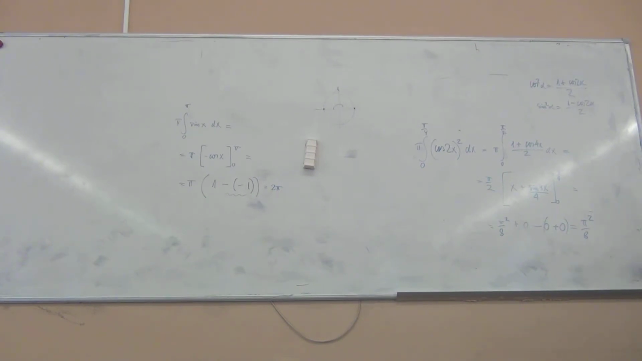So whenever you see cosine squared or sine squared, remember this. It's important, because otherwise you will find it very difficult to integrate, if not impossible. We always try to lower the power to make it less.